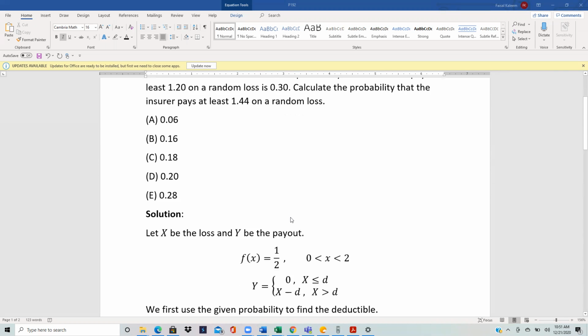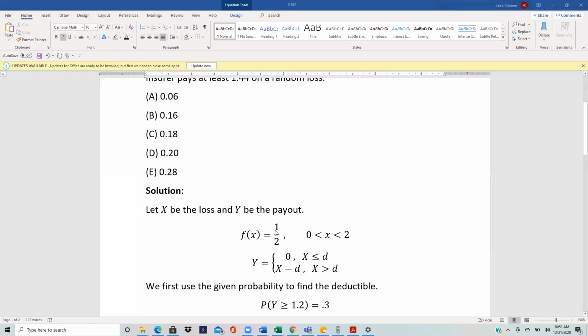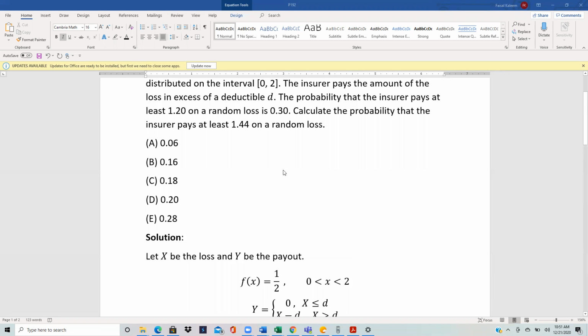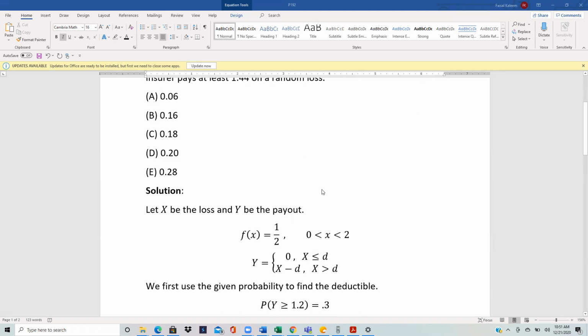So if x is the loss, then f of x is 1 over 2, because it's uniform on 0 to 2. So f of x equals 1 over 2 minus 0, for x between 0 and 2. And y is the payout after a deductible of d. There is 0 payout as long as the loss is less than or equal to the deductible, and the payout is x minus d once the loss exceeds the deductible. So we'll first use the given probability to find the deductible.